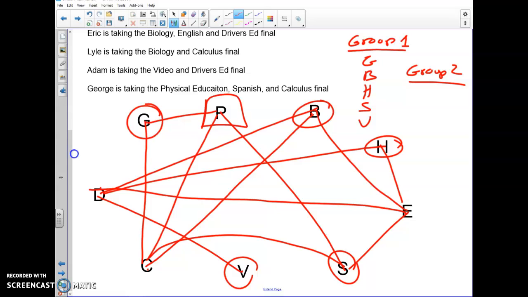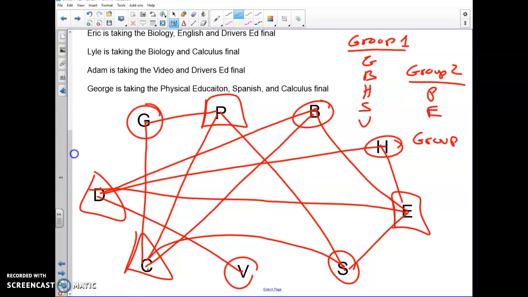P can go with E. P can't go with C. P can go with D. P goes with E. E can't go with D, so D can't be in group 2. But in group 3, we can certainly put driver's ed and calculus together. So here's how we can do it, where we literally just have 3 groups.